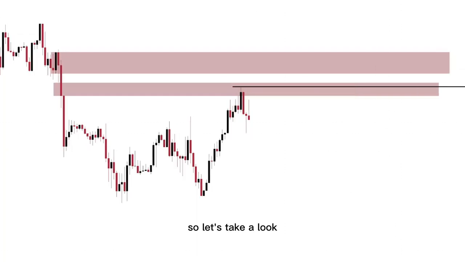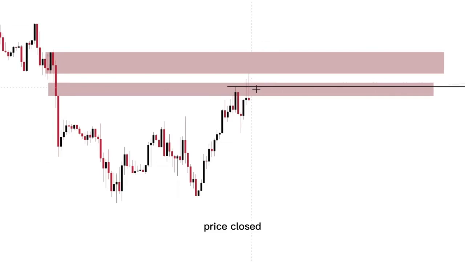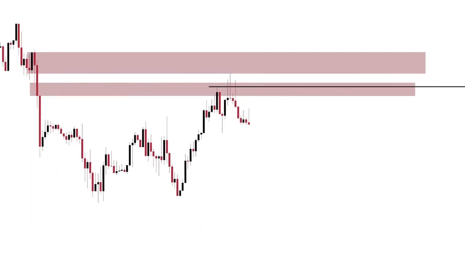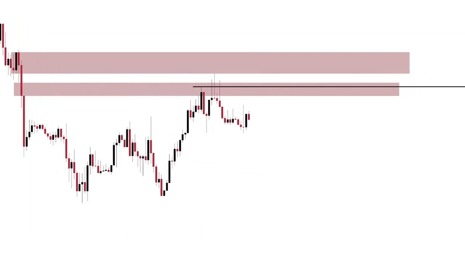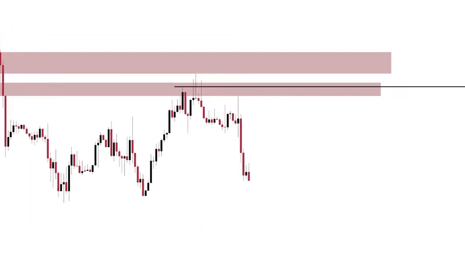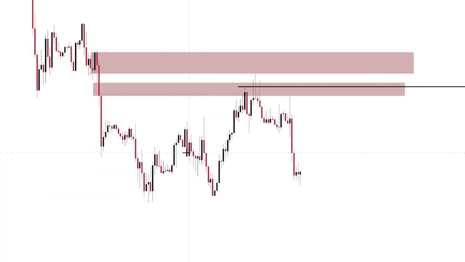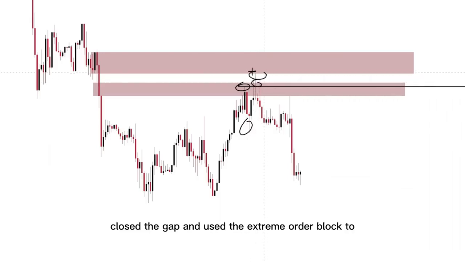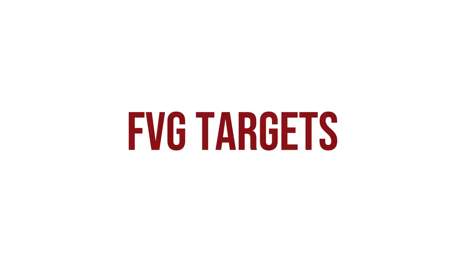So let's take a look. Price closed the fair value gap and attacked your order block to drop all the way down. Again, the inducement was right here. Price inducement dropped down, did not reach the 50%, came back up, closed the gap, and used the extreme order block to continue the bearish trend.